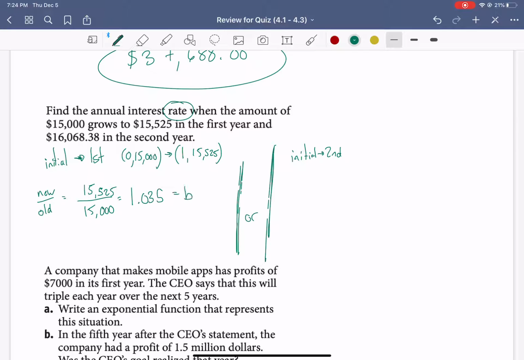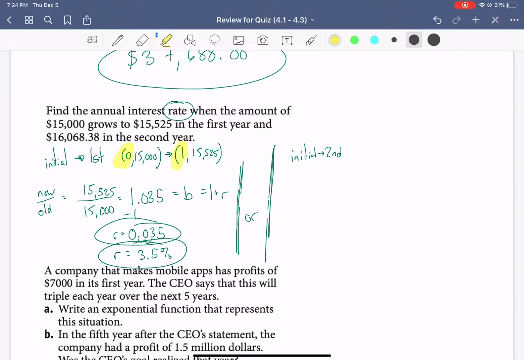But remember, this is B, which is 1 plus R. So we have to subtract 1 from this. So we get this is equal to R, but we're probably more used to writing that as a decimal, which means we have to move it over 2 places, so 3.5%. All right, that's an easy, fast way, but that's when we have year 0 and year one. It's a little bit more complicated if I don't give you year one.